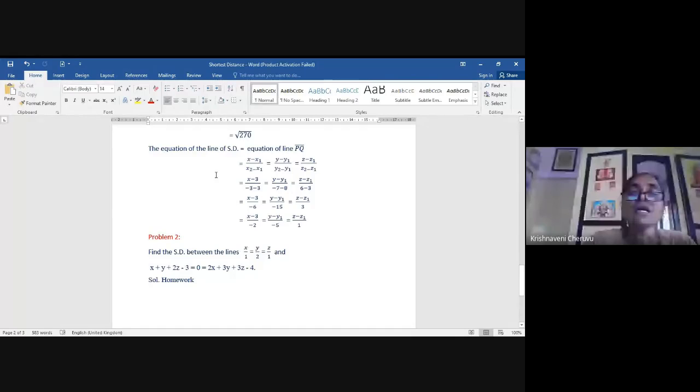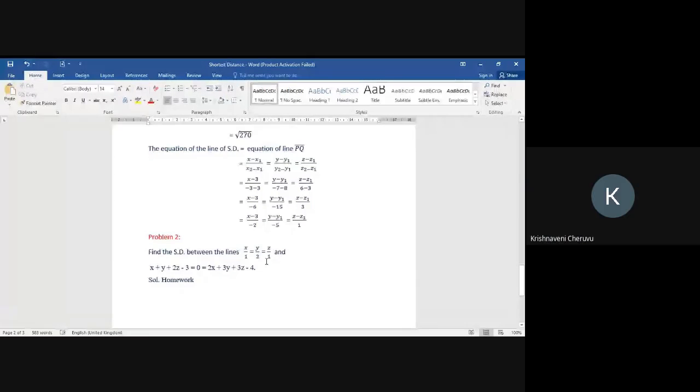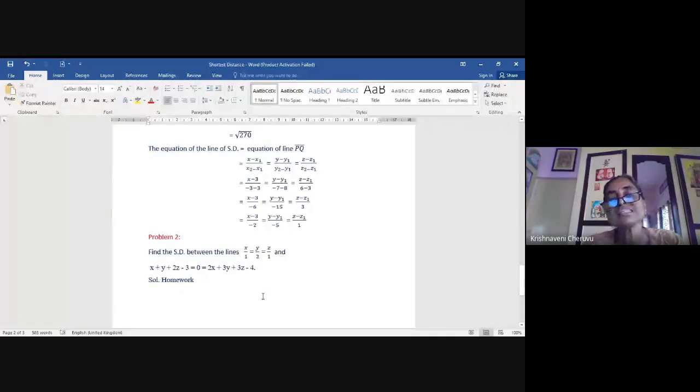You take two lines, both symmetric, find the shortest distance and the equation of the line of shortest distance. And then the same problem you do by taking this line symmetric and the second line unsymmetric. First step is to transform the unsymmetric to symmetric, so that both the lines will be symmetric, and then find the shortest distance between them and the equation of the line of shortest distance. Okay girls, thank you. Any doubts?